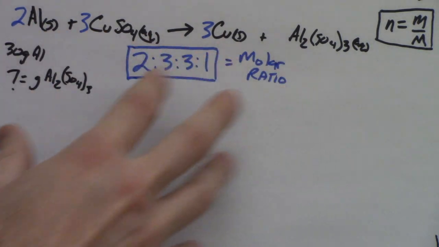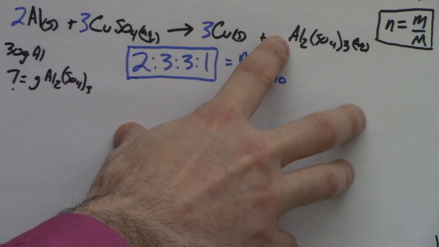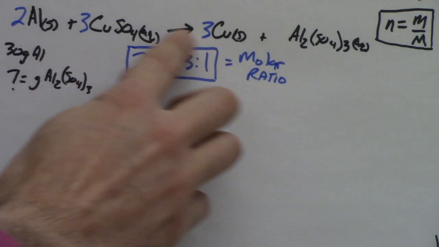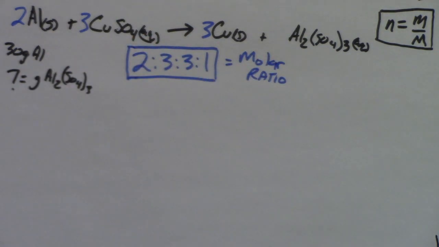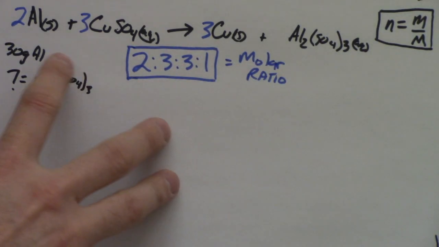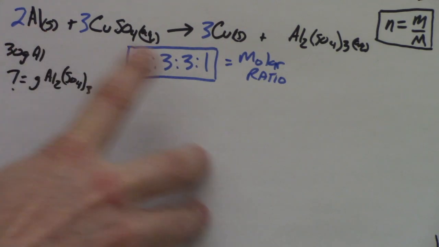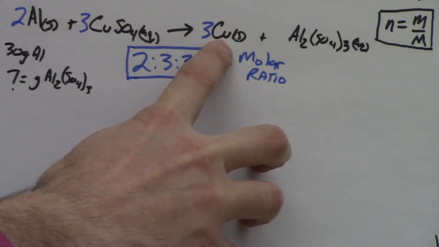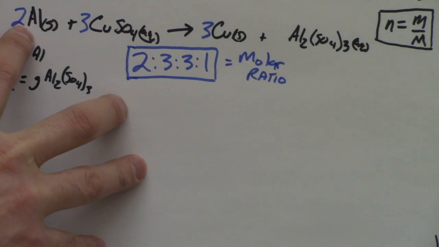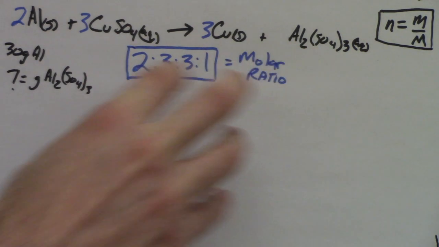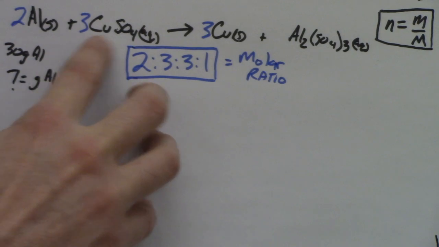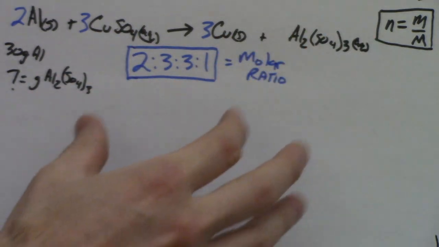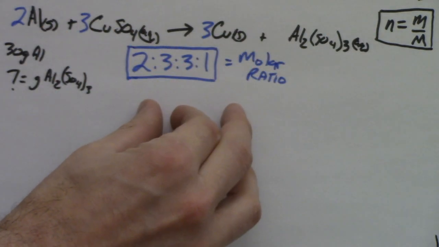Now, I've gone and balanced this equation. Remember, if there's nothing there, that means there's 1. This is a really important box to remember. This is called your molar ratio. This means that for every 2 moles of aluminum, it's going to produce 3 moles of copper. Or every 2 moles of aluminum, that's going to produce 1 mole of aluminum sulfate. And I can keep going. It doesn't matter. 3 moles of this makes 3 moles of that, and 1 mole of that. This is a fixed molar ratio.